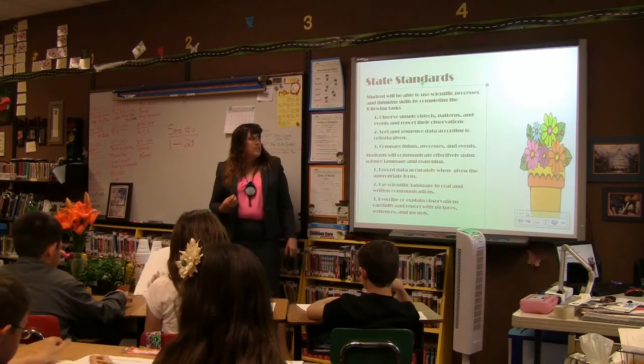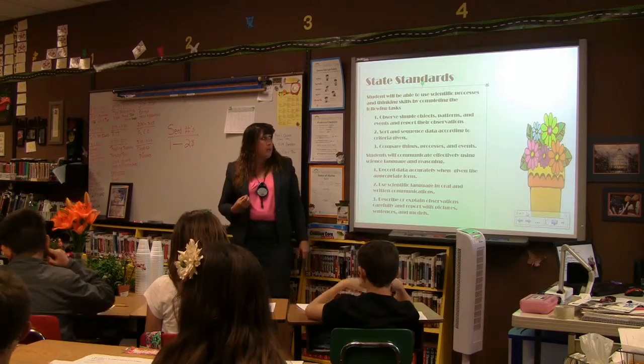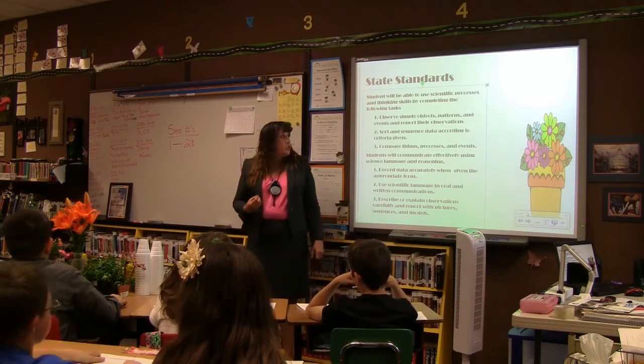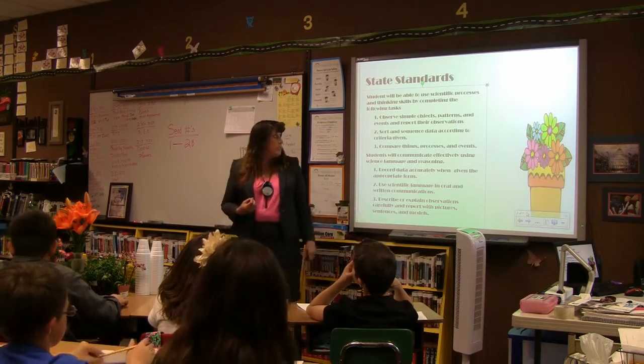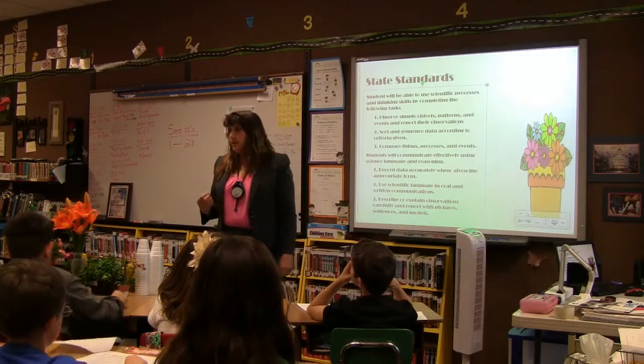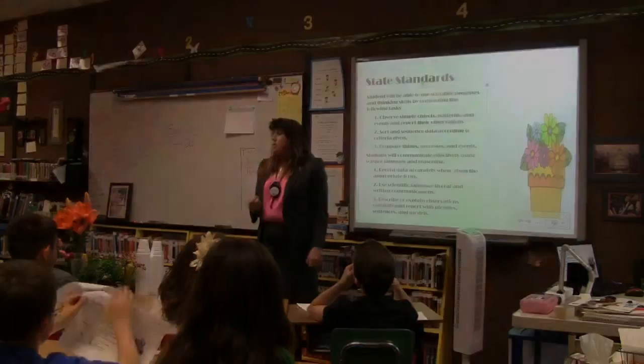Okay, you need to observe simple objects, patterns, and events and report their observations. Students should be able to sort and sequence data according to a criteria given. So we're going to sort our data of growth by days. We're going to start with day 1, day 2, day 3. No growth, no growth. And maybe on day 3 you see some growth. And day 4 it's grown some more. And you're going to measure your plant every day.